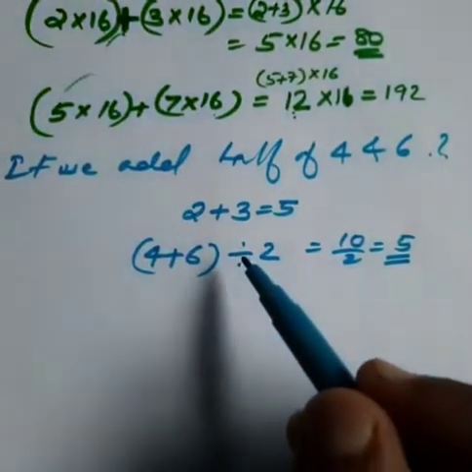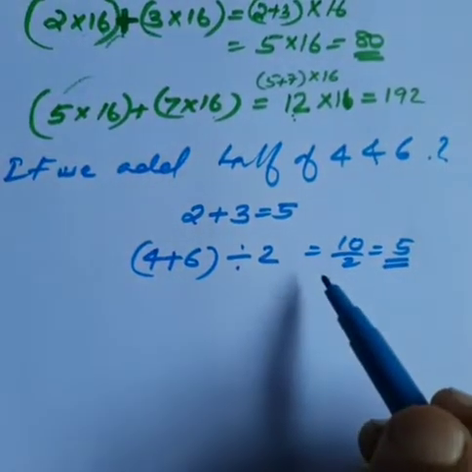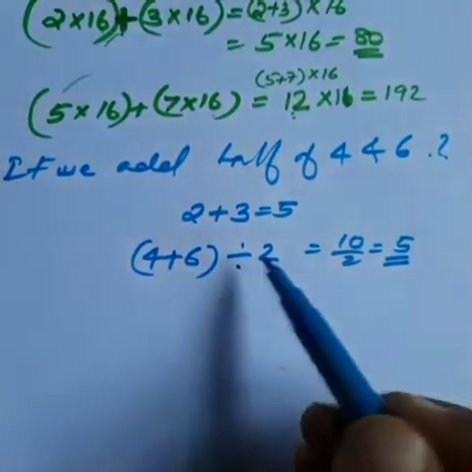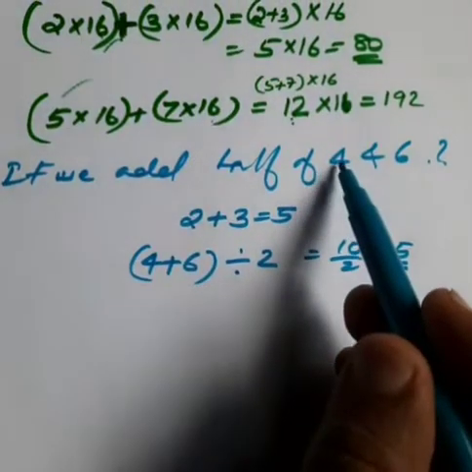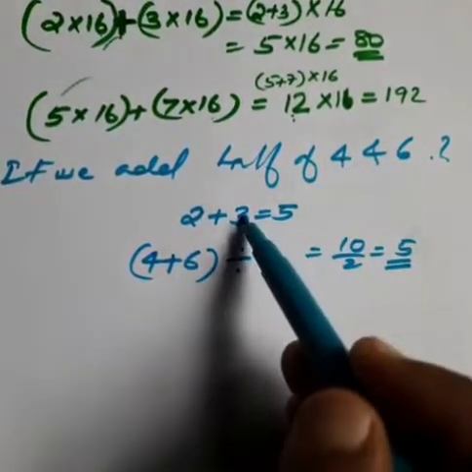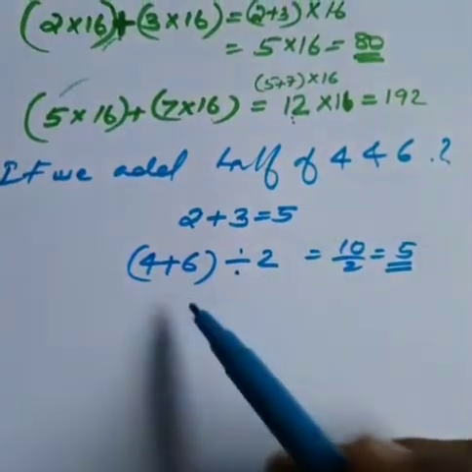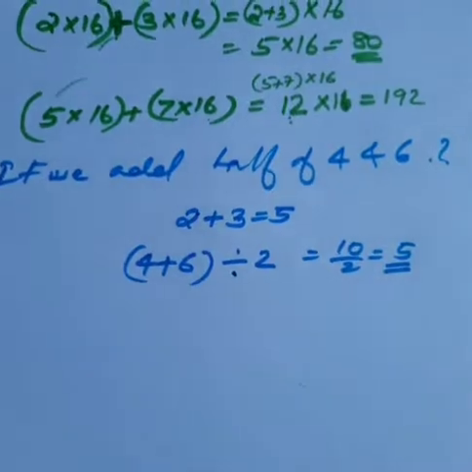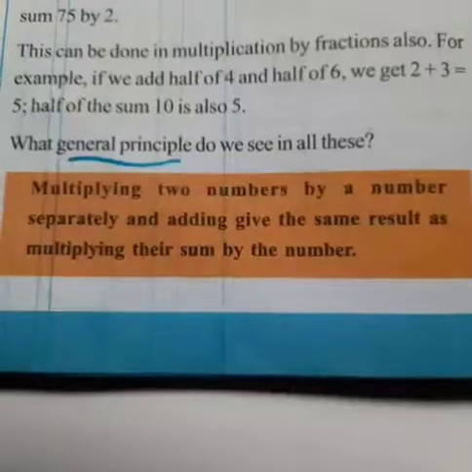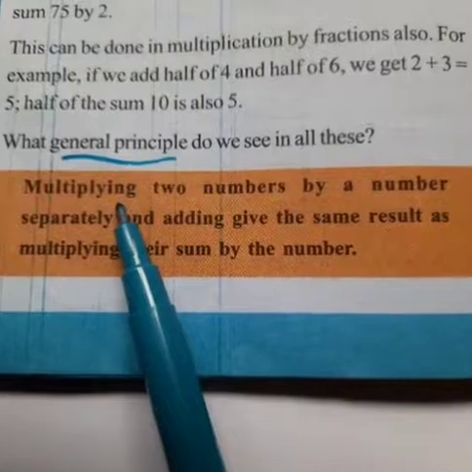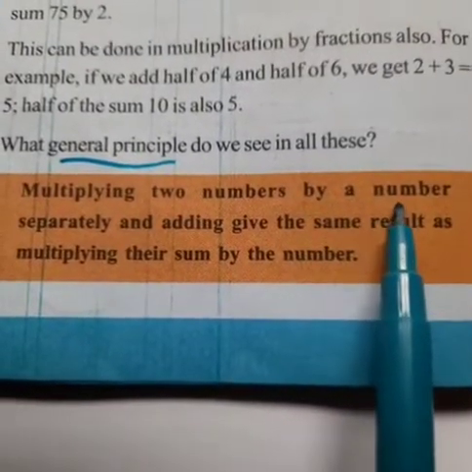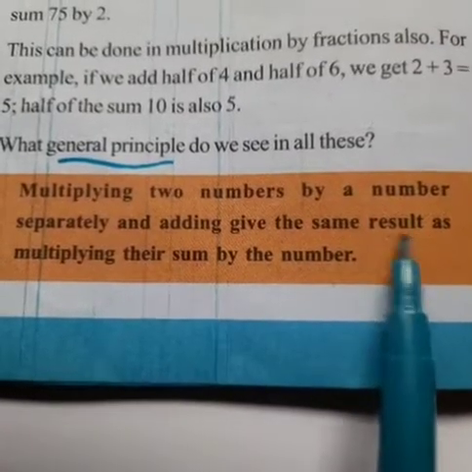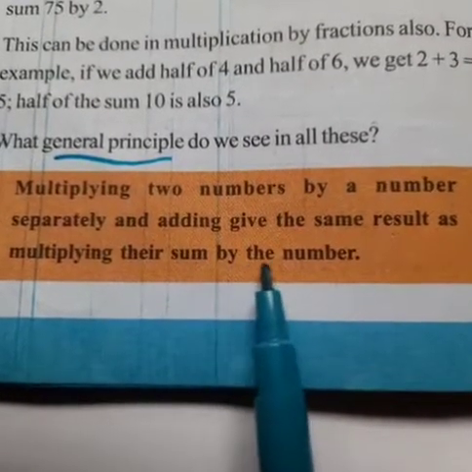So in multiplication by fraction also you can do like this instead of doing like this. So the sum is added, then take the half. Otherwise, first we have to take the half of 4, take the half of 6, then you add. So instead of that, you take the total sum, then divide by 2, and you will get the same answer. This is the general principle. Multiplying two numbers by a number separately and adding give the same result as multiplying their sum by the number.